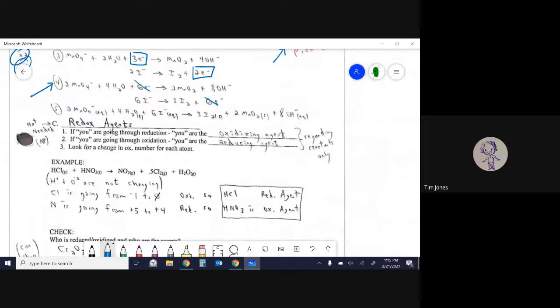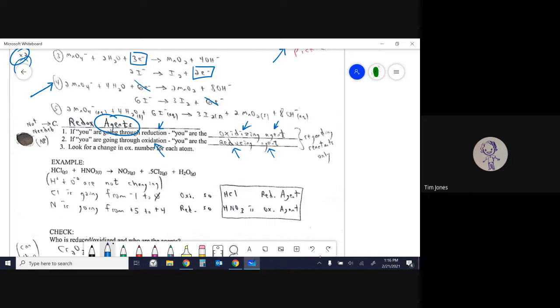Now, in this section, we have something called agents. And agents, you are an agent that causes something to happen to something else. That was not a good way of explaining it. Let me re-say it. Whatever is happening to you, you are an agent of the opposite thing. So if you are being reduced, you are an oxidizing agent because you're causing somebody else to be oxidized. And likewise, if you are being oxidized, you are a reducing agent because you're causing somebody else to be reduced.